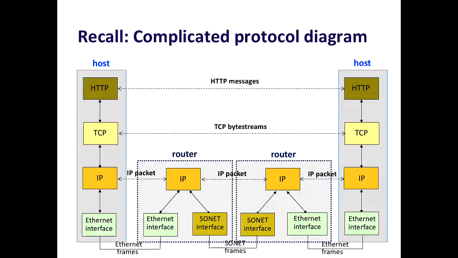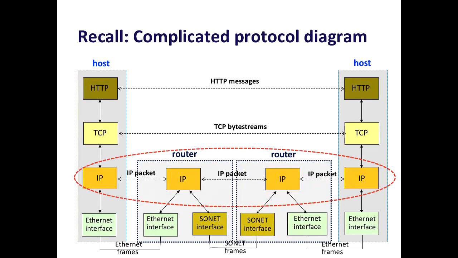We also had this complicated protocol diagram where we have semantically at different layers, you agree on what the conversation is between the two endpoints. And our focus here is really going to be on the network layer. Okay, so that's the implementation of IP at the end host and at routers and at the receiving end host. So that's our focus for today.